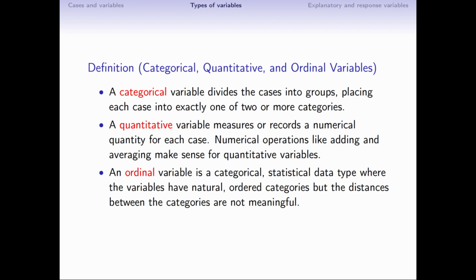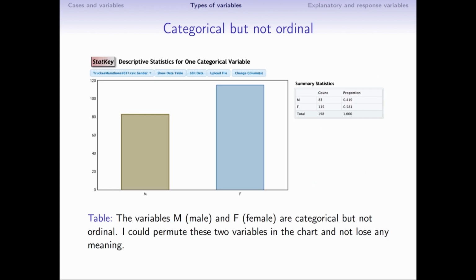Okay, let's take a look at an example of a pure categorical variable that is not ordinal. So when we go back to our Truckee Marathon data, and I used StatKey to help create this graphic, up here you can see the file that's being accessed. It's the Truckee Marathon's 2017 file, and I asked it to look at the column labeled gender, and it splits all of the cases, all of the subjects into the male and the female. So you can see we've got two categories. We've got male and female, and it takes all of the runners and immediately populates them into these two categories.